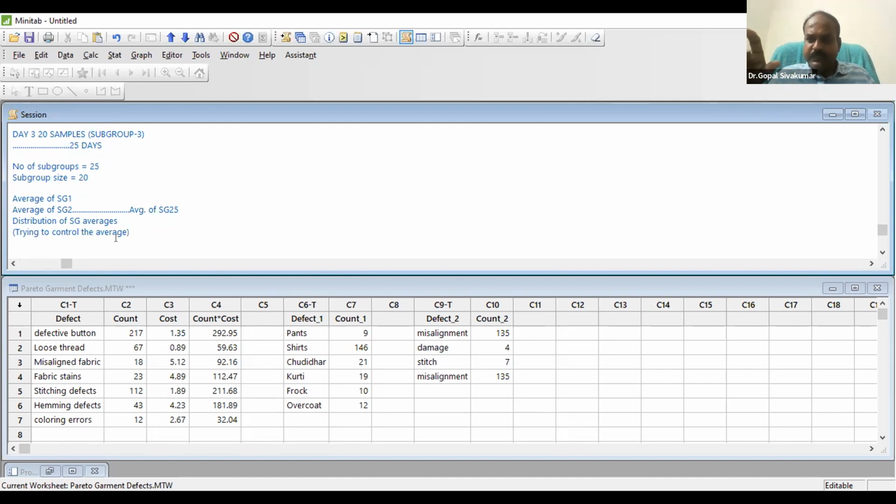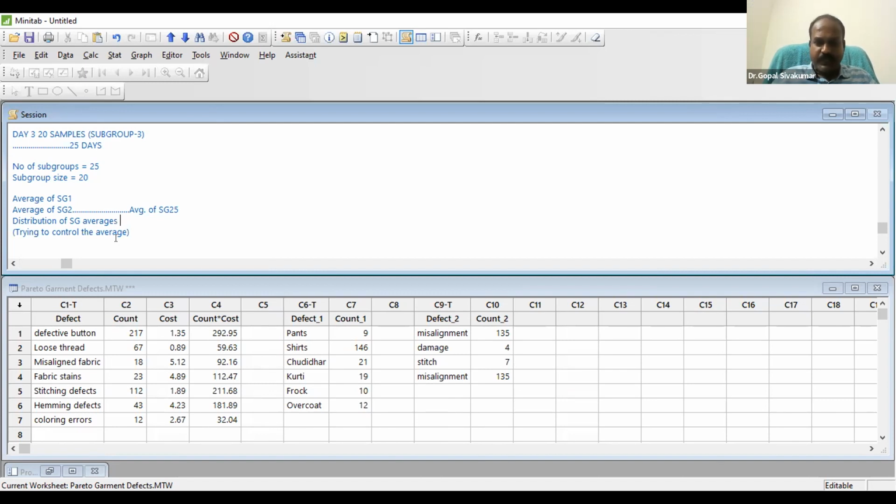Your daily production is going on. Every shift there is a production going on. But how many samples are you collecting? 20. And now you are trying to control the average of the 20. If you have good control over the average of the 20, it is as good as controlling your daily production. Am I correct? Right? Yes.